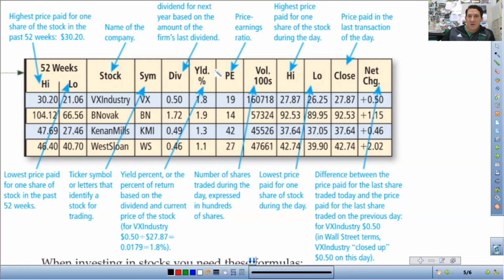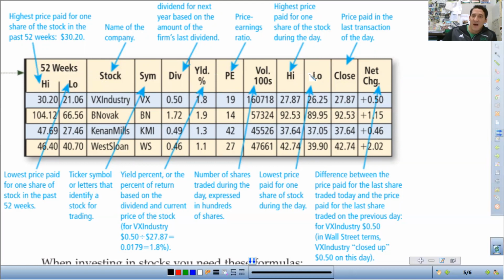The highs and lows. So you can see there are two spots where there are high and low values. The high and low values are the highest price the stock is sold for and the lowest price the stock is sold for in the 52 weeks. So that's in a calendar year.